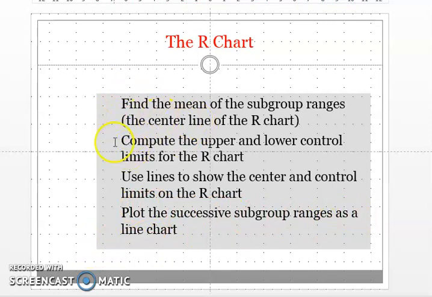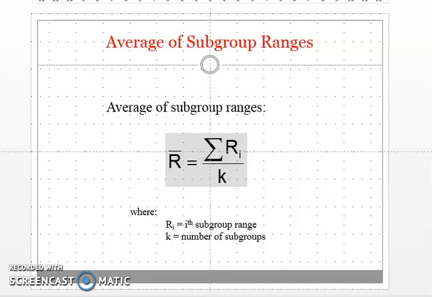These are the first, second, third and fourth steps to draw the R bar chart. Once again I will repeat. First, you have to calculate the mean of the subgroup ranges, that is the center line of the R chart. After that, you have to calculate the upper control limit and lower control limit and use lines to show the center line and control limits on the R chart, and then plot the successive ranges as a line chart.